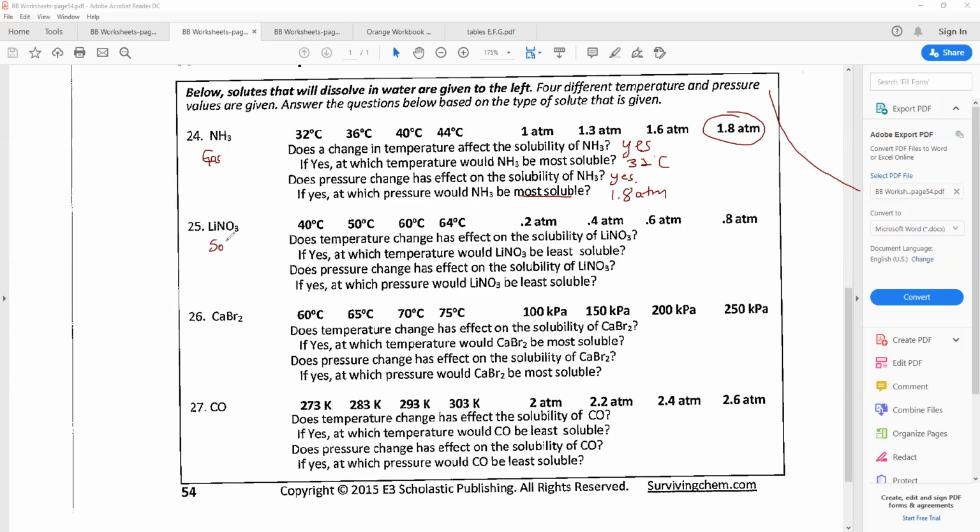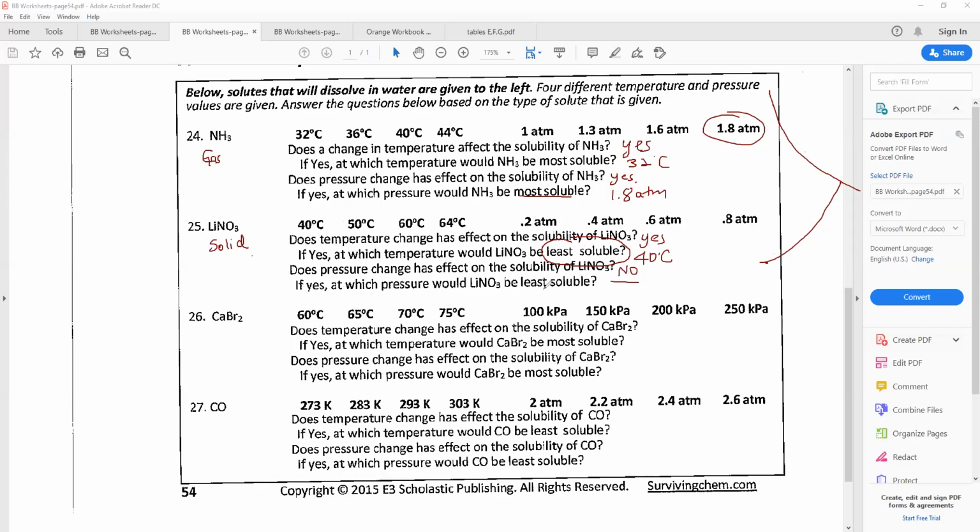LiNO3 is a solid. Does the temperature affect the solubility of the solids? Yes, because the solubility of a solid as the temperature increases has a positive slope. Which one is least soluble? Well, least soluble is going to be at a lower temperature. Which one is the lower temperature? 40 degrees Celsius. Does a pressure change have an effect on the solubility? Well, it's a solid. Pressure has no effect.